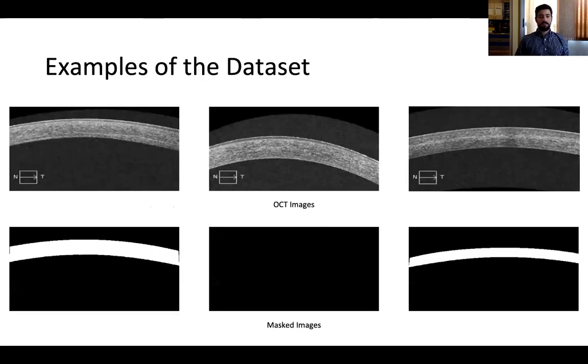So here are some examples of the datasets. During the annotation, when there is no demarcation line in the OCT image, the masked image is represented as a black image.